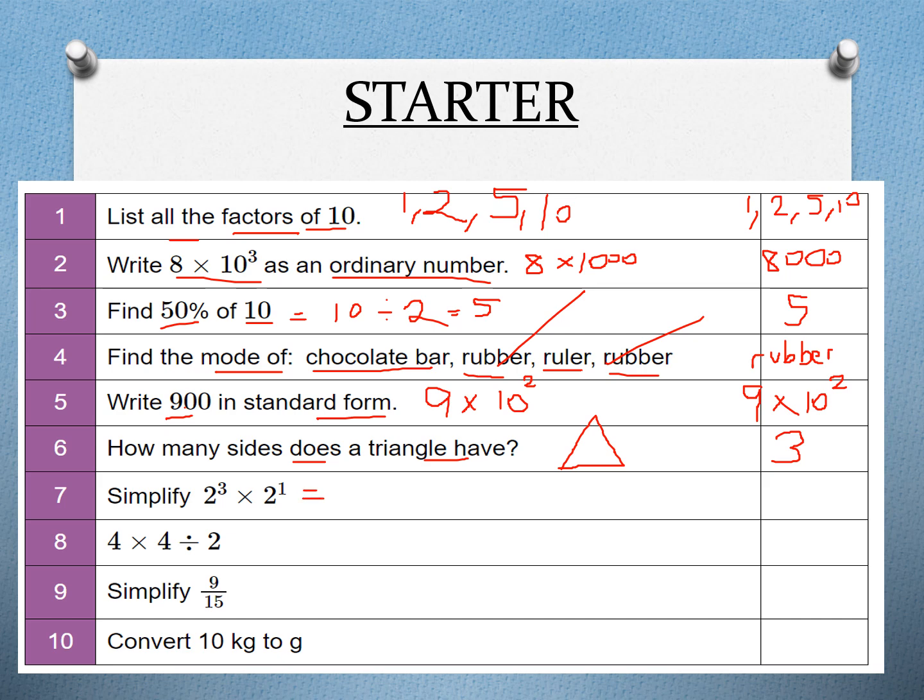Question number 7. Simplify 2 to the power of 3 times 2 to the power of 1. So 2 cubed times 2 to the 1. If it has the same base and I'm multiplying, I just add the powers. So I have 2 to the 3 plus 1, which is equal to 2 to the 4. So 2 to the power of 4, guys.